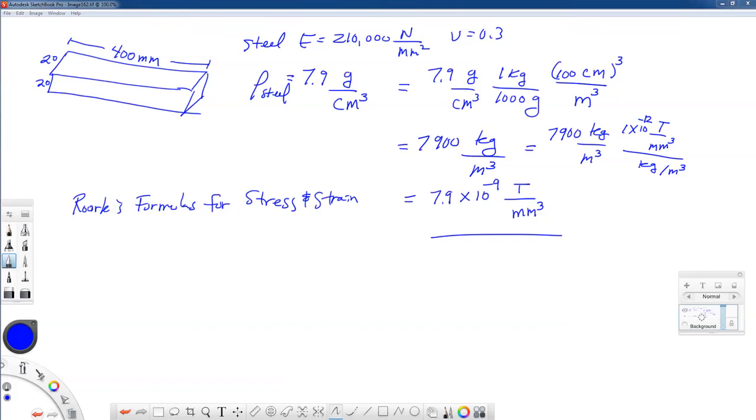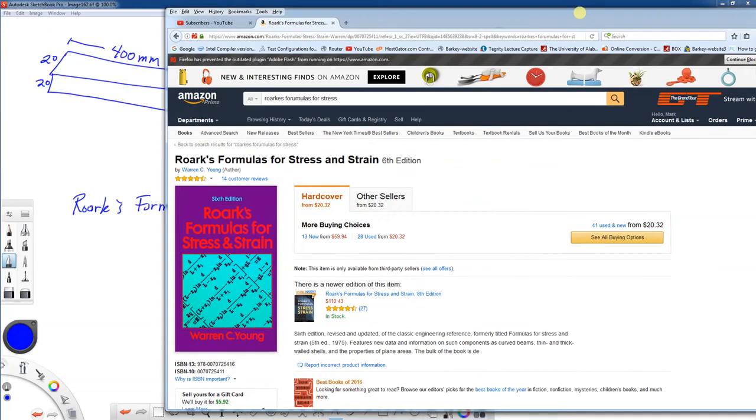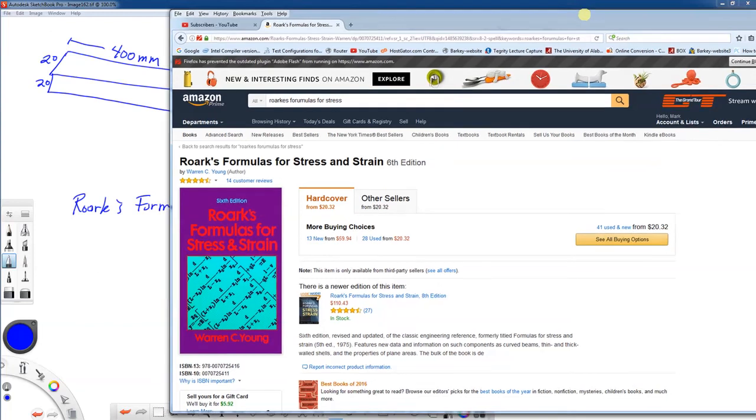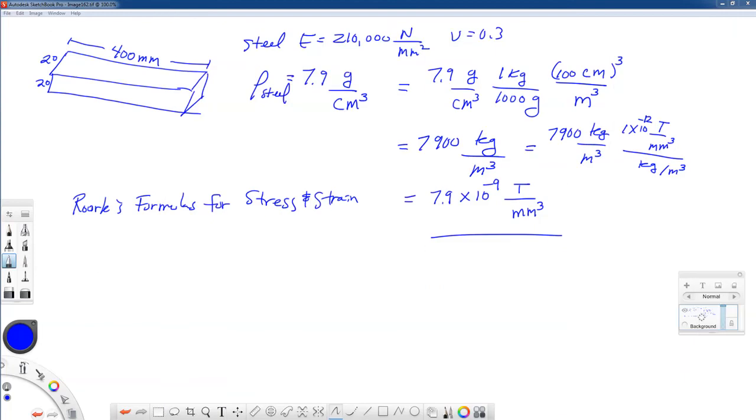Alright, so R-O-A-R-K apostrophe S, Roark's formulas for stress and strain. It's a handy book. It's got a lot of different formulas in it for a lot of different situations. And I'll put a little plug in here for it. You can get a used copy for about $20. That's the edition that I have. I think there might be a newer edition. Alright, so let me open up the page that we're going to use out of this.